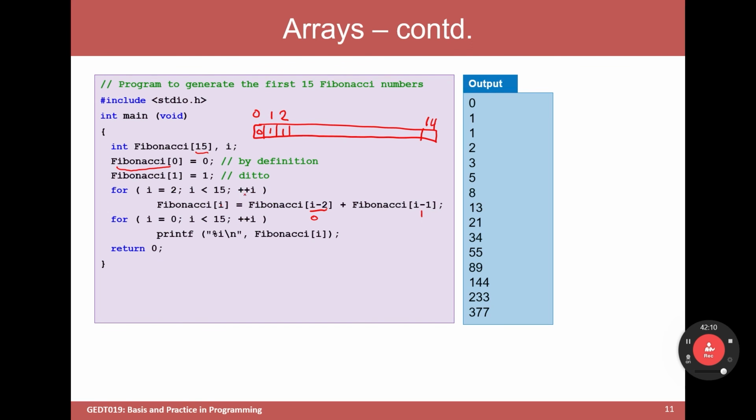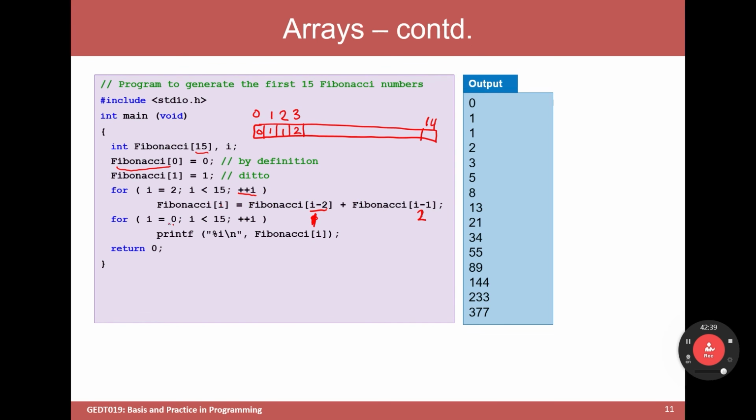The next loop, I plus plus. That means I will be 3. I equal 3. So element number 3 will equal element number 3 minus 2, which is 1. So this will be element number 1 plus 3 minus 1, which is 2. So that means element number 2. So it will be element number 1 plus element number 2, which is 1 plus 1 equal 2. So this equals 2.